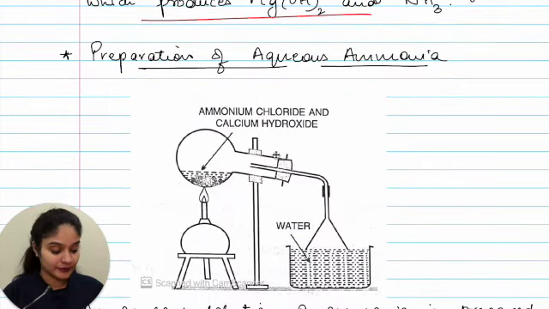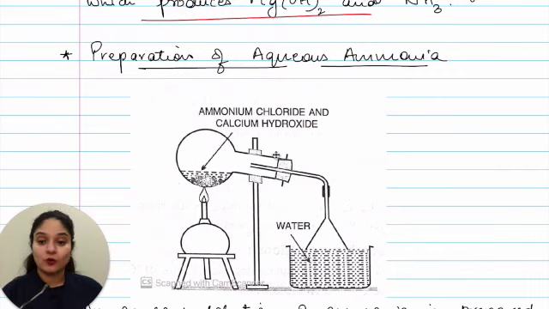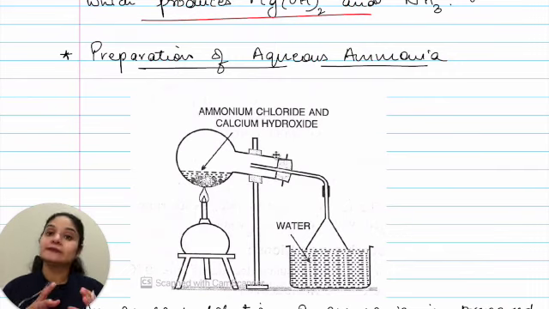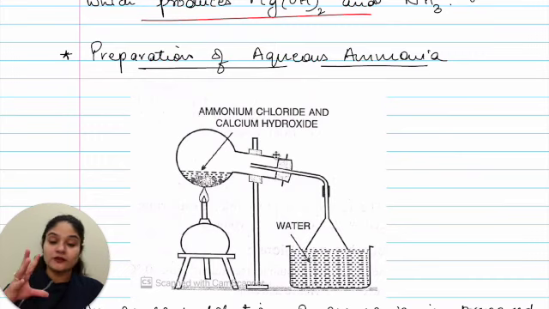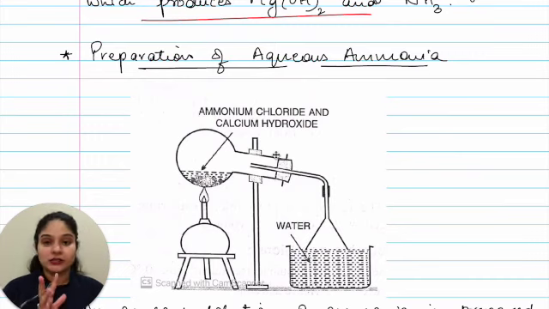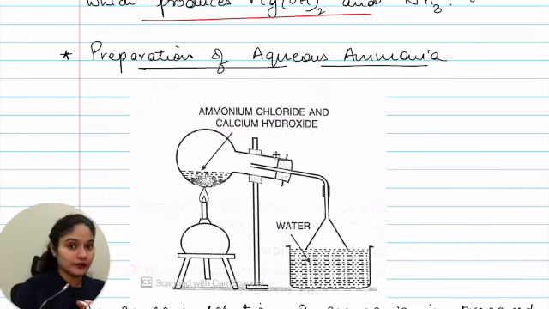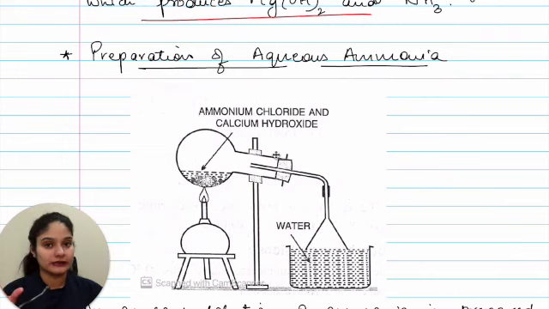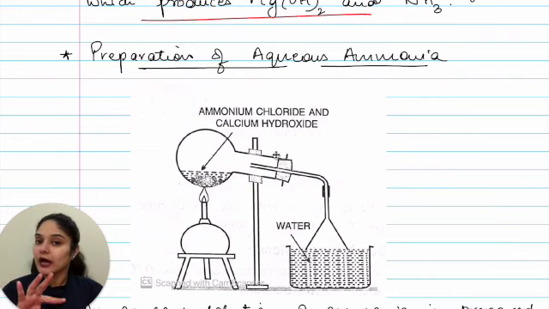Moving on to preparation of aqueous ammonia. What do we mean by this? We try to understand how we mix ammonia in water. Now, this is the same process, that is the inverted funnel arrangement. This is the same process that we did in HCl gas also. If you are not able to follow this one, you can quickly go back to the HCl video and check out the detail that we discussed in that.